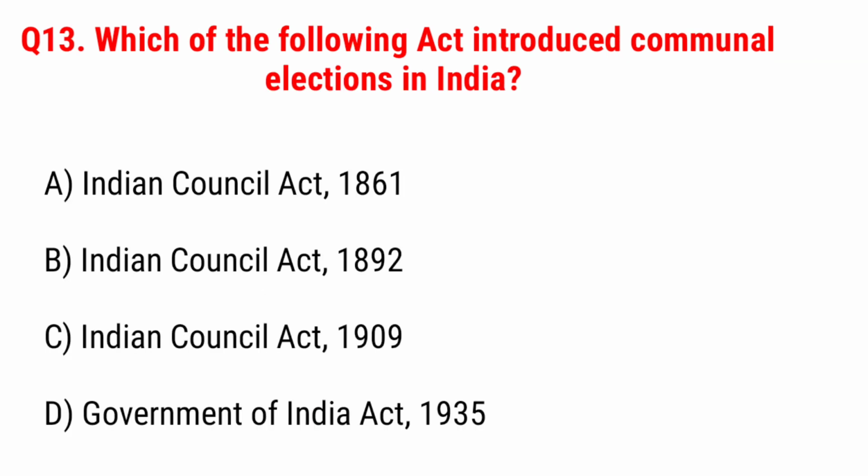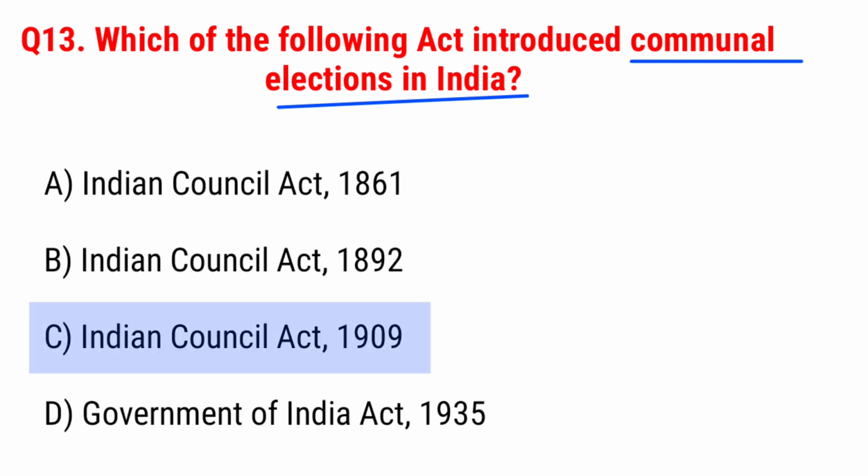Next question. Which of the following acts introduced communal elections in India? Option A, Indian Councils Act 1861, B. Indian Councils Act 1892, C. Indian Councils Act 1909, D. Government of India Act 1935. Right answer will be the option C, Indian Councils Act 1909.